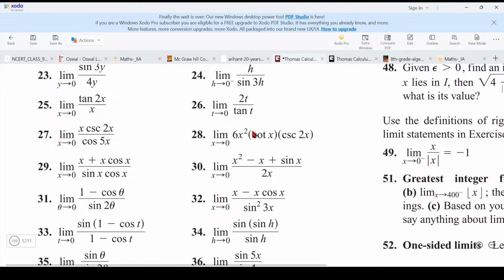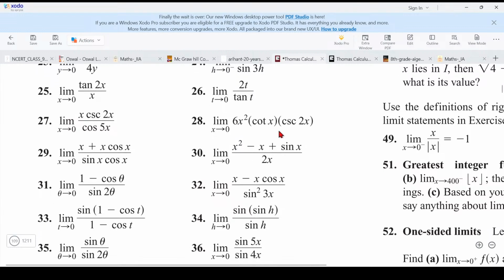This also you can convert in terms of sines and cos whatever. Do you want to do 28 once? Can you quickly tell? Everything this, write as cos by sine. This, write as 1 by sine 2x.